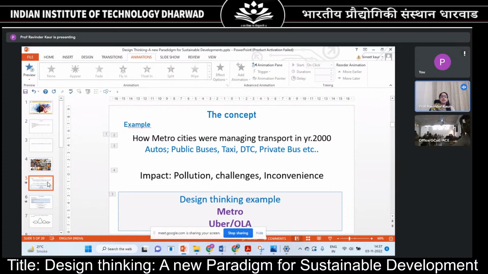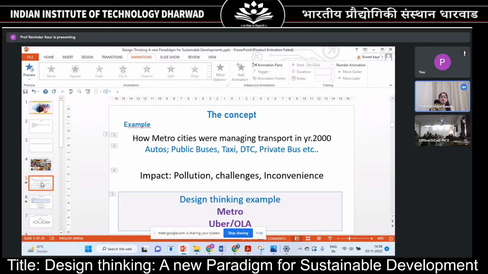We can have a look at what exactly design thinking does. Let's see how our cities were managing transport way back in 2000. It was a big problem. We found all the metropolitan cities having heavy traffic, traffic congestion, and a lot of pollution, and the normal modes of transportation being used were buses, taxis, private buses, etc.